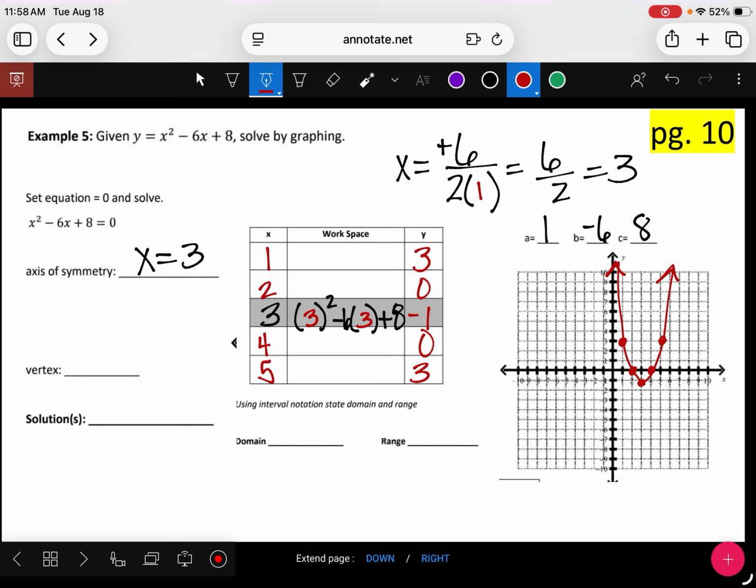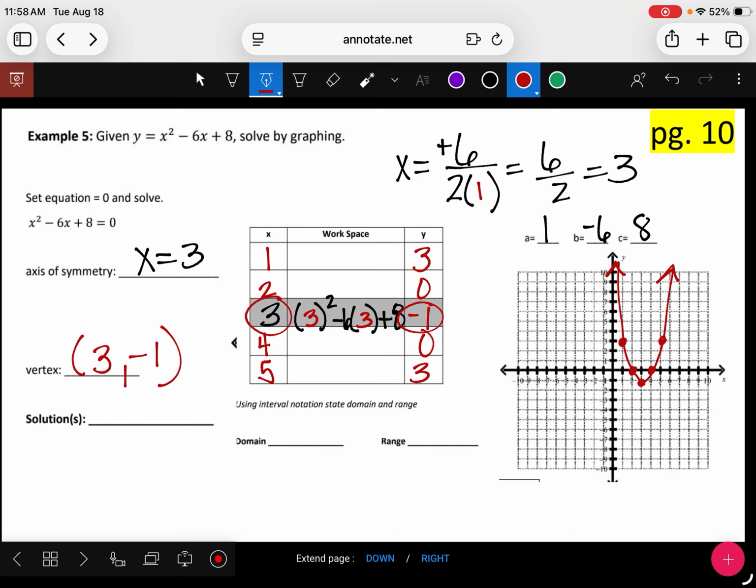That's what you got? Any questions about the graph? All right, so the vertex is the lowest point, which is at 3, -1.